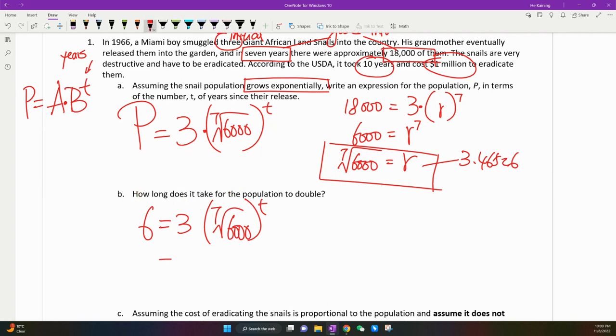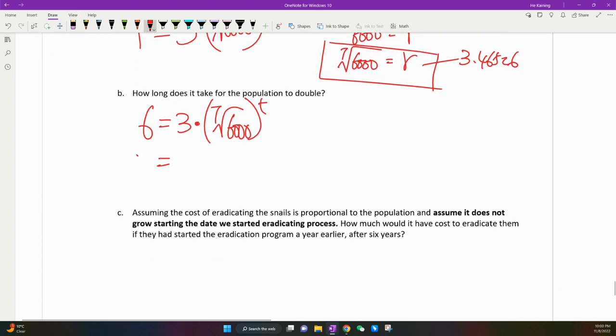Okay, so first thing, I have to get rid of the 3. So I divide by 3 on both sides. I get 2 equals 7 over 6,000, in parentheses, with this t power. Now, base, power, constant answer. So I can actually use a log.